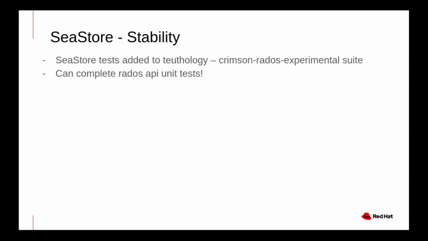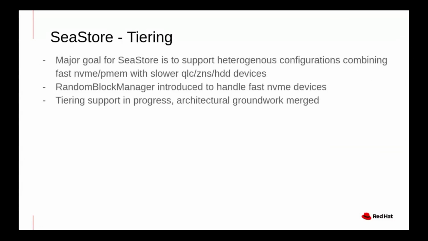A lot of work has gone into SeaStore's tiering implementation. A major goal is to support heterogeneous configurations combining small, expensive, fast NVMe devices with slower, bigger, cheaper QLC devices. So you get sort of the best of both worlds. To that end, recent work includes a random block manager, which has been introduced to handle fast NVMe devices without needing to use garbage collection so much. And direct tiering support is in progress with a lot of the architectural groundwork already merged. So S release will see a lot more of that usable.